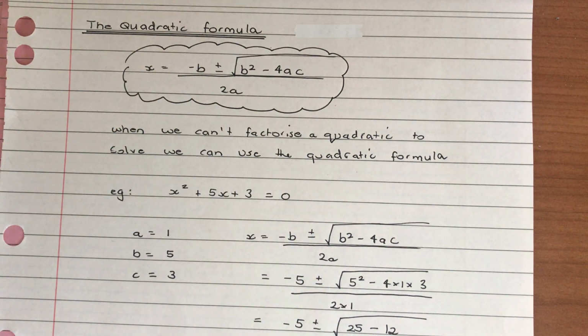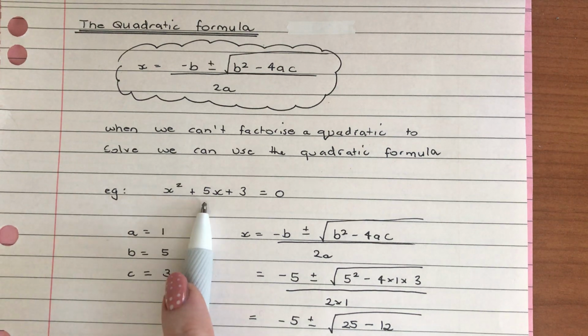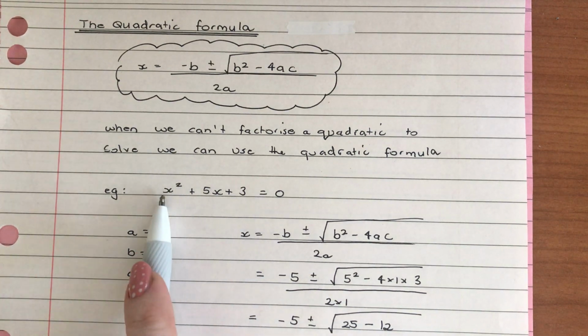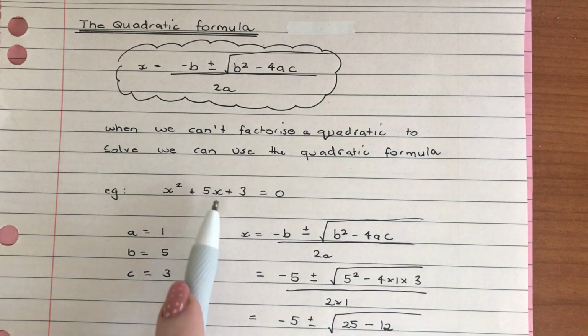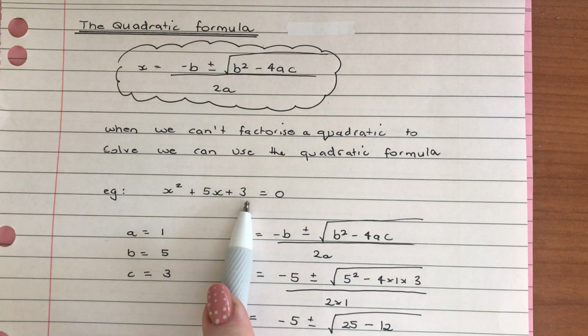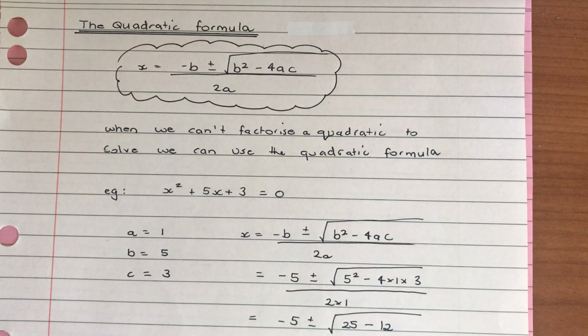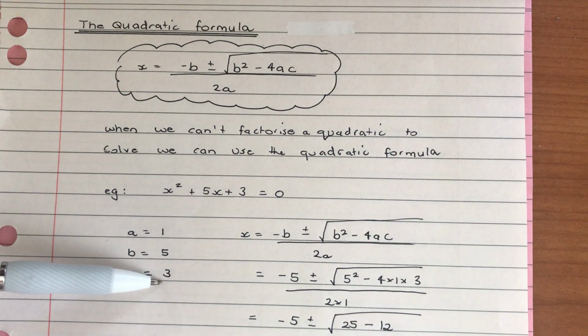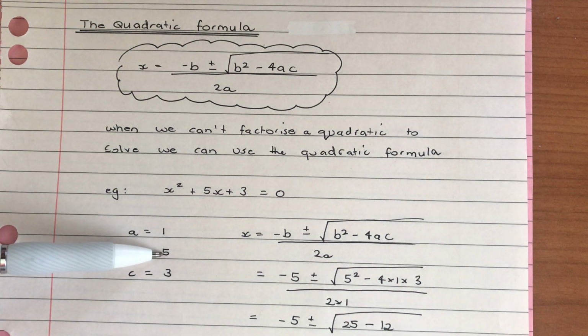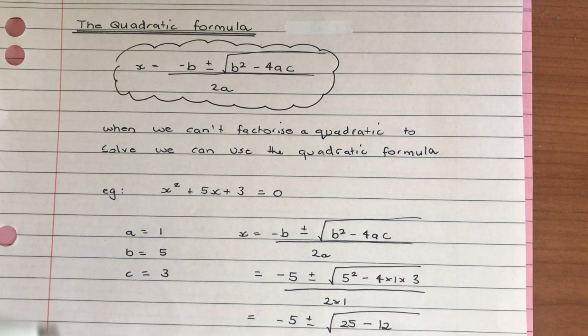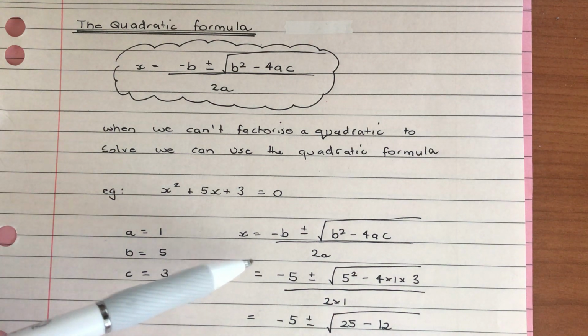Now if you're used to using the ABC method when you're factorising, you'll be used to identifying those parts of the equation. So here we have x squared plus 5x plus 3. So our a is 1, our b is 5, and our c is 3. If we were using the ACB method, we'd be saying what would multiply to give 3 but add to give 5, which we can't work out. So we're going to use our formula.